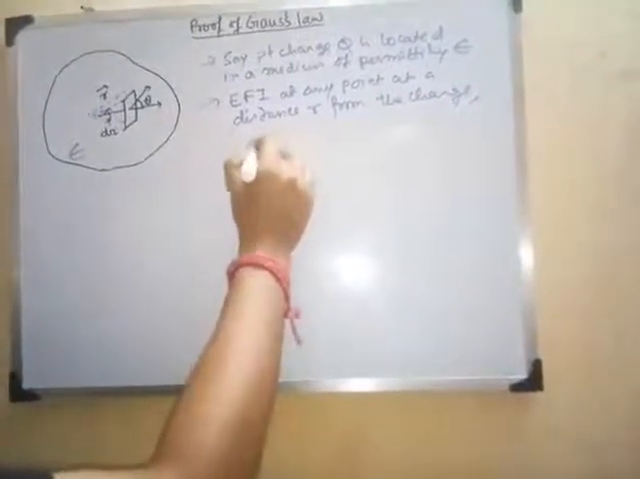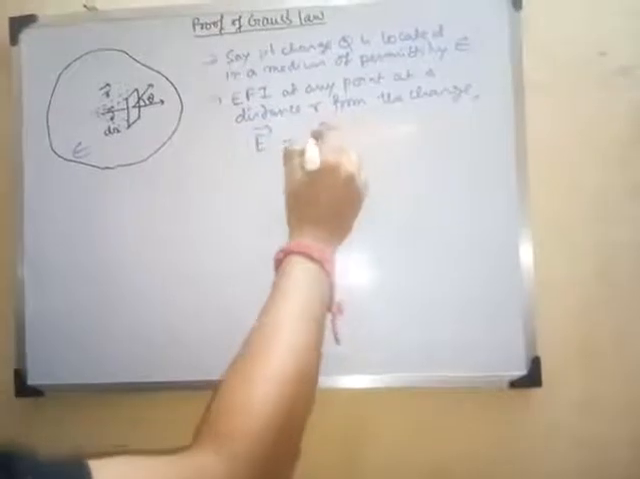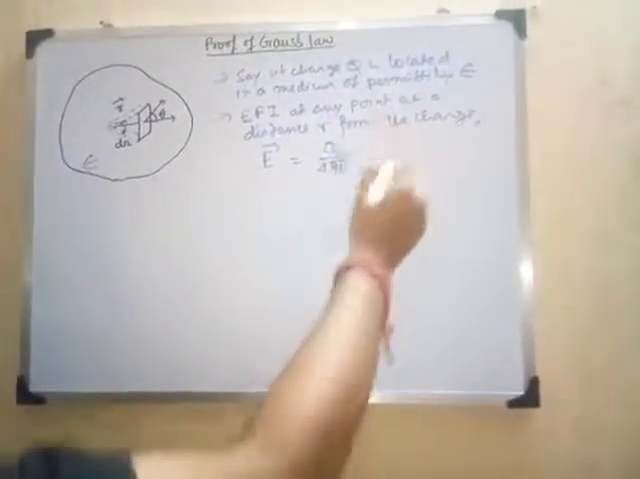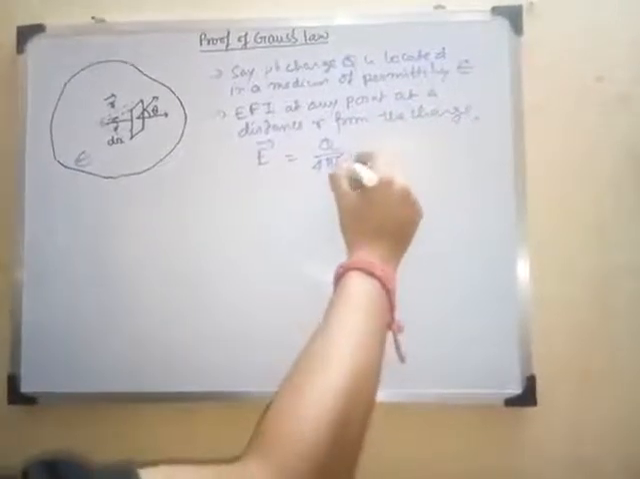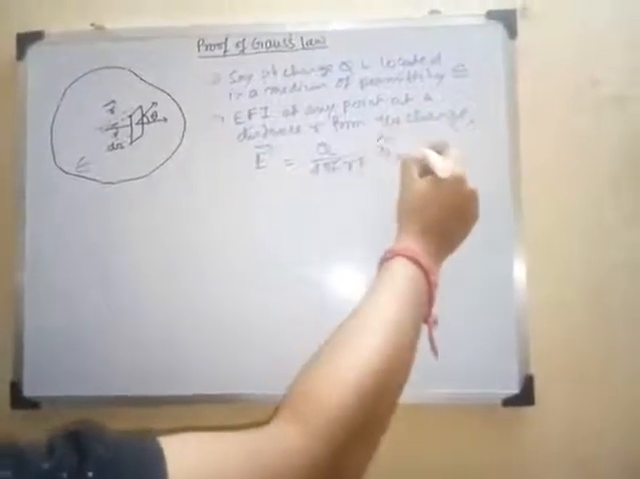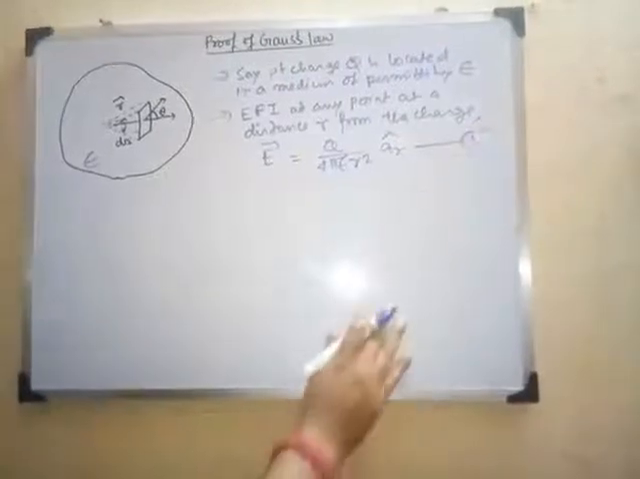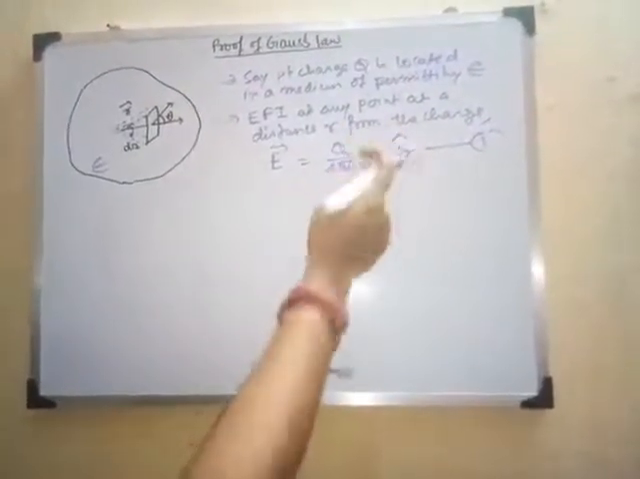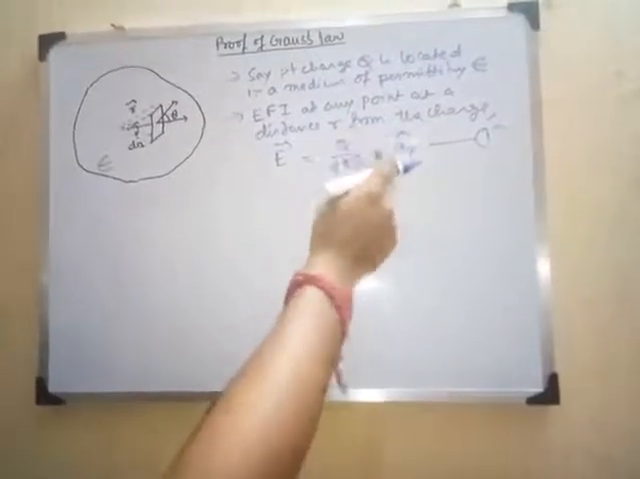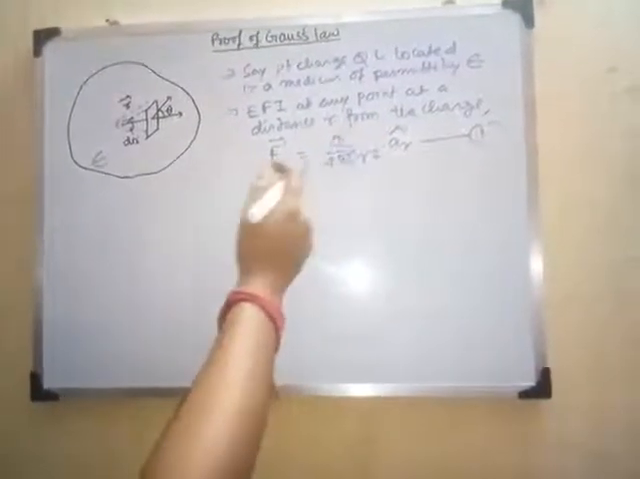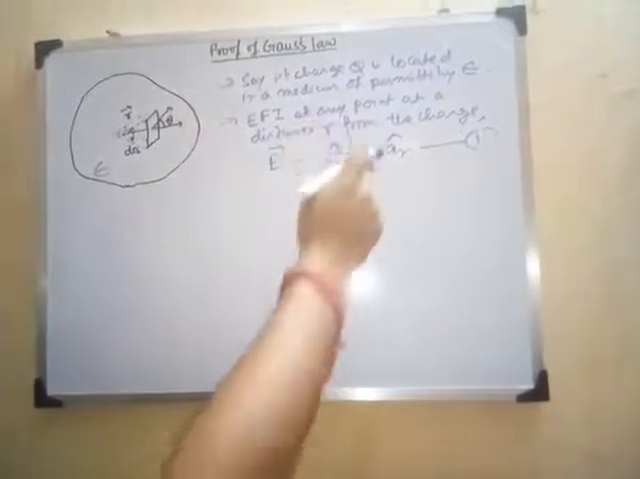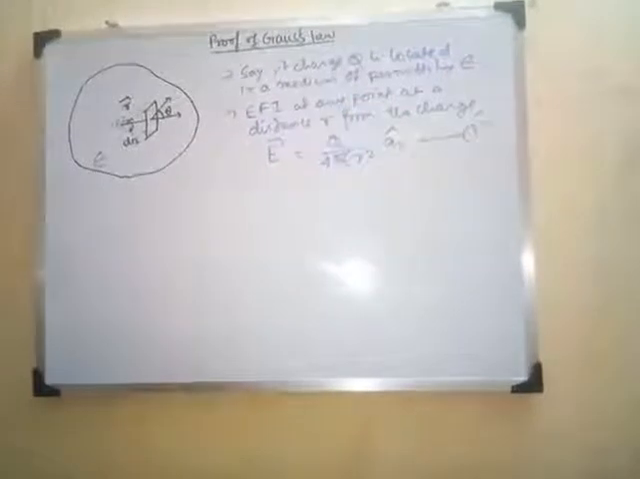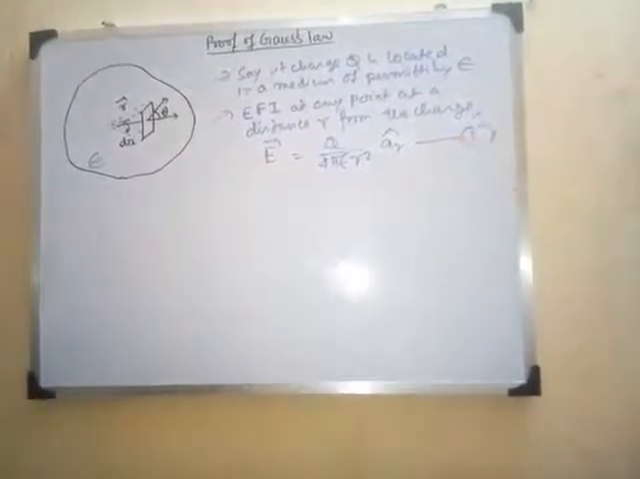So the EFI will come as the E vector. You know how to find this EFI: q by 4 pi epsilon naught, or for our consideration epsilon, r square AR, where AR is the unit vector. Suppose we consider it as our expression number 1. Another q, the test charge, will be there. Since EFI is F by q, the test charge q and the q will get cancelled out, so this remains. This is our equation number 1.